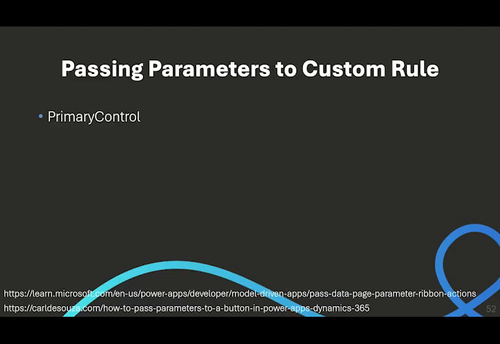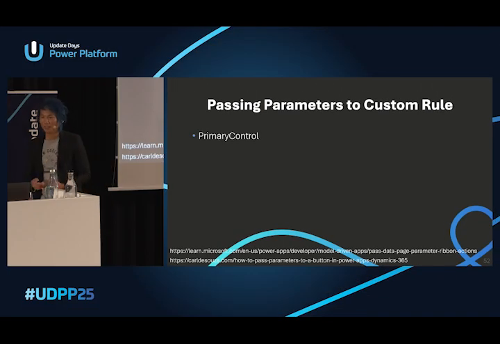And when you pass those ribbon buttons to your JavaScript, the most important thing is this primary control. That's one of the CRM parameters. Primary control is none other than the form context. Right? So once you get the primary control, you can get all the fields and controls from the form.